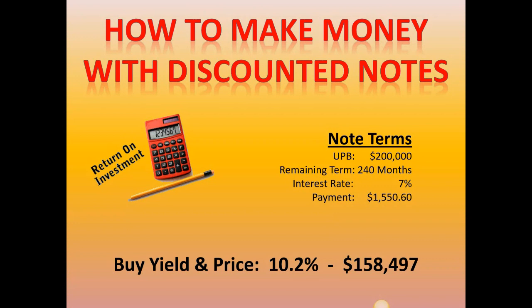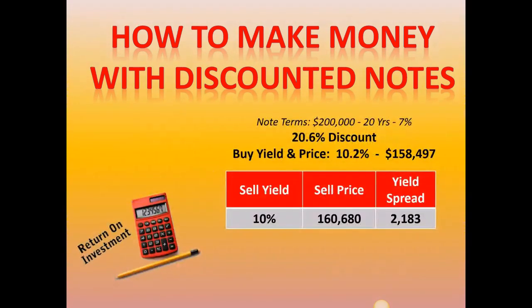All right. Let's just say that you're buying this note, and this is a different note now. A $200,000 unpaid balance, UPB, 20-year term, that's 240 months, and say the interest rate is 7%, then the payments are $1,550. Okay? And so if you want to buy this note at 10.2%, you'd buy this particular note for $158,497. That's what you'd pay. And then you would earn 10.2% on your money. So that's our scenario.